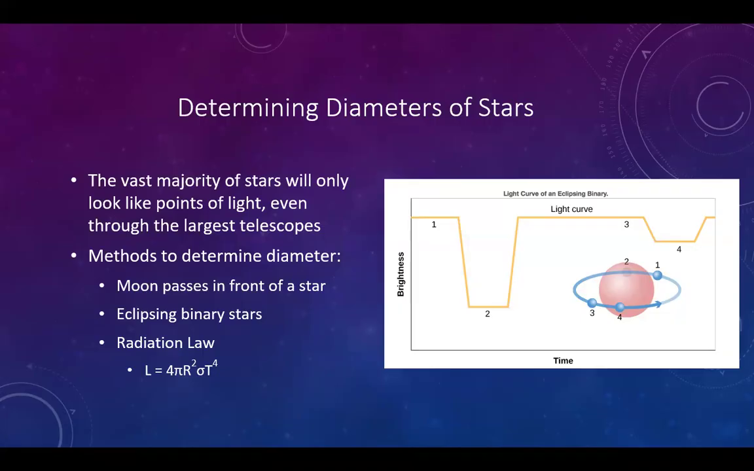For eclipsing binary stars, these periods of eclipse give you information about the diameters of the stars. And the most common way that's used is the radiation law. The luminosity of the star is equal to 4 pi times the radius squared times sigma, which is a constant, times temperature to the 4th. So hotter stars put out more light, and bigger stars put out more light. So if you know the temperature and the luminosity, you can figure out the radius.